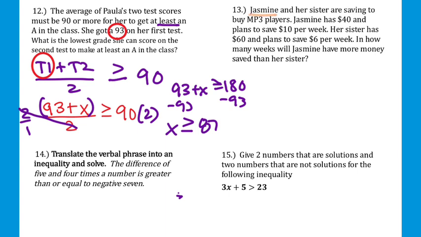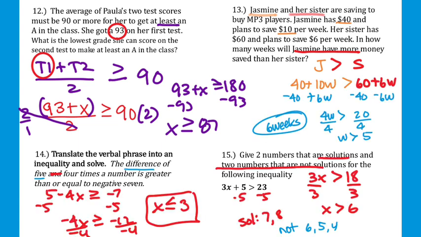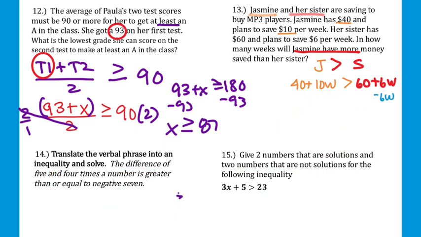13, we have Jasmine and her sister are saving to buy MP3 players. When will Jasmine have more than her sister? Well, what does Jasmine have? Jasmine has $40 and she is saving $10 per week, while her sister has $60 and is saving $6 per week.